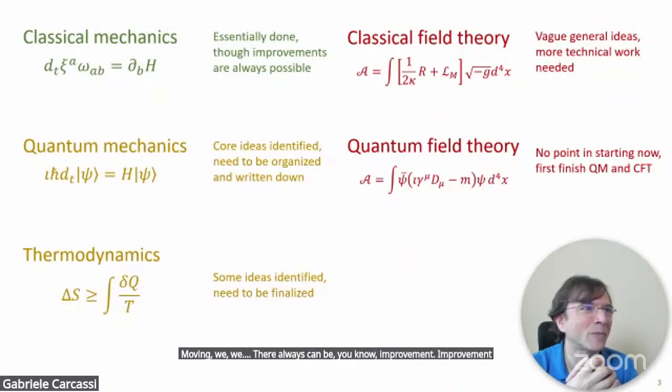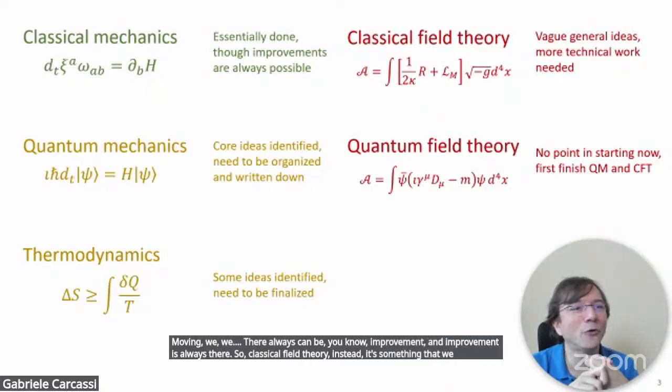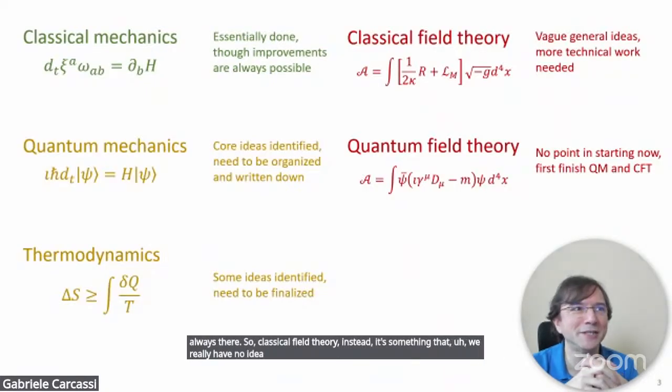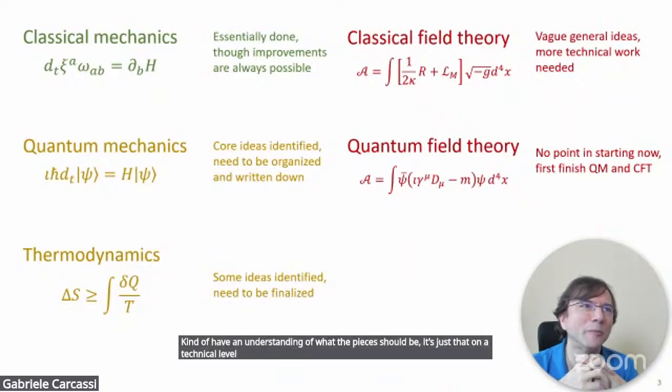So classical field theory, instead, is something that we really have no idea on the technical level how to proceed, and we'll see a little bit. We have vague ideas. We have an understanding of what the pieces should be. It's just that on a technical level, it's unclear how to implement it.